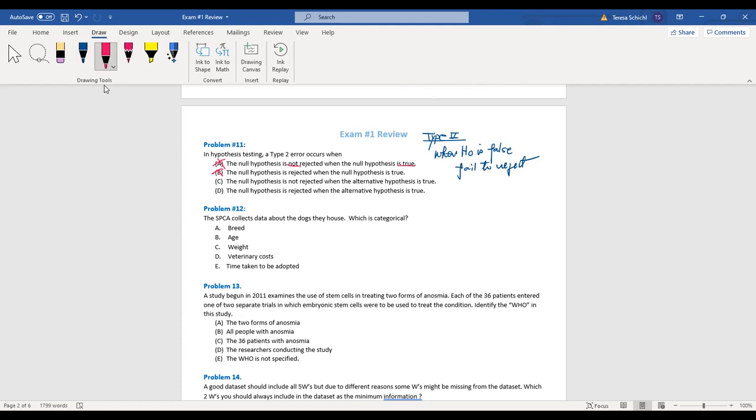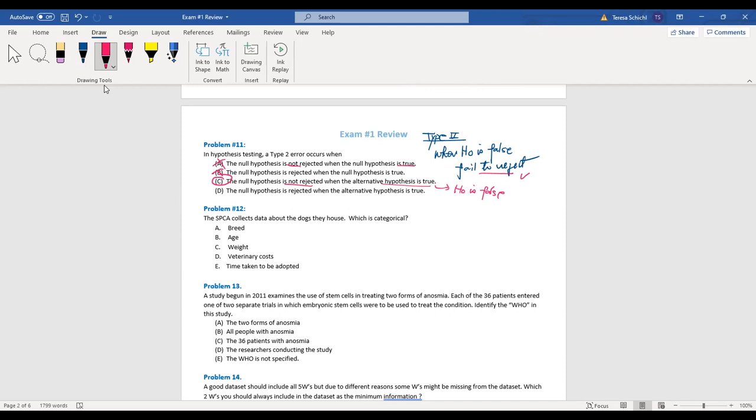Okay, and so let's see here. This one is okay. So the null hypothesis is not rejected, it's failed to reject. This is okay. Then when the alternative hypothesis is true, the other way to say that is H0 is false. Correct? So let's match my type 2. So it's this one here: the null hypothesis fails to reject when the alternative hypothesis is true. All right, so then part D, the null hypothesis rejected, that's not true. We say the null hypothesis failed to reject. All right, so it's C here.